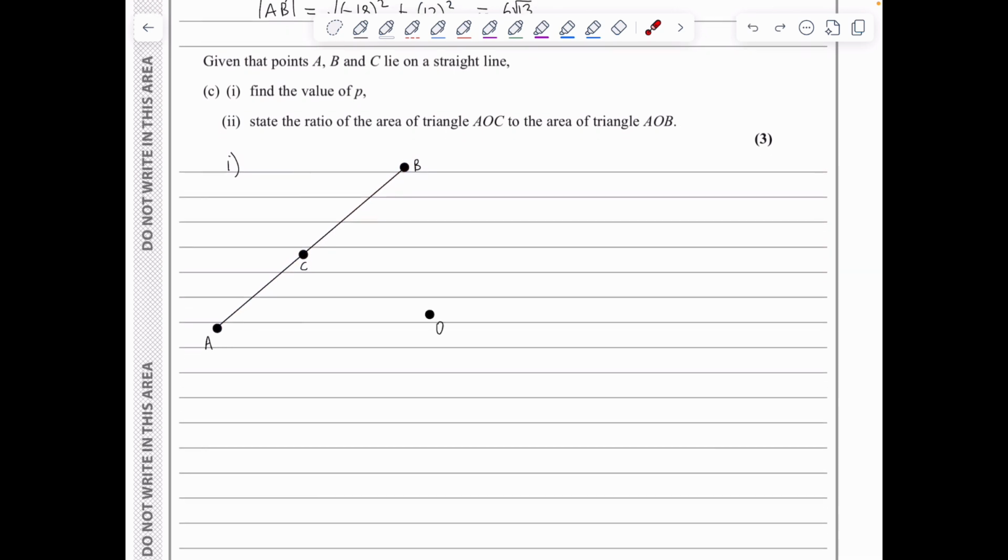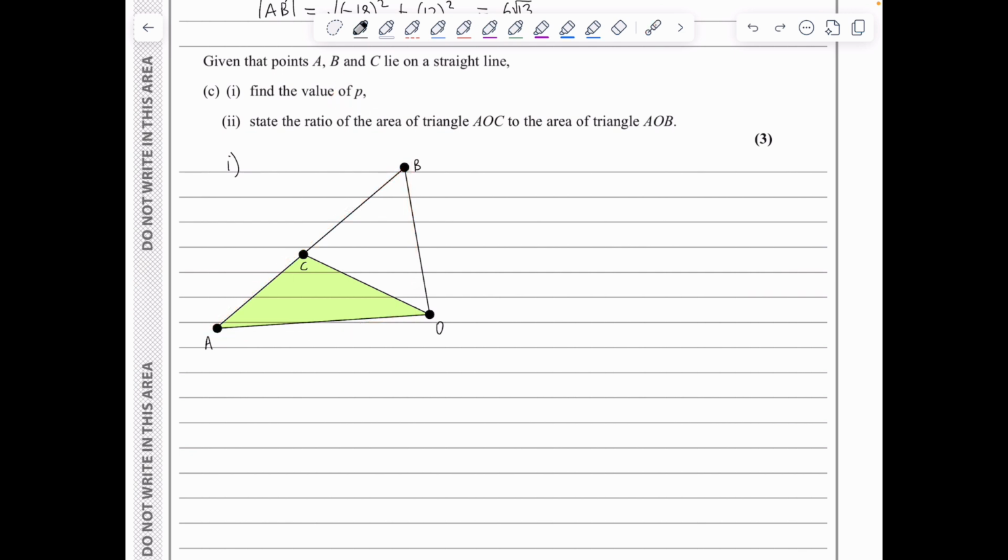I'll be joining A with O, C with O, and B with O. And we've got two triangles. It's triangle AOC, shown shaded here, and then triangle AOB, which is the big triangle here. So we are trying to find the ratio of the area of triangle AOC to the area of triangle AOB, and also we need to find the value of p. So let's start with what we know.